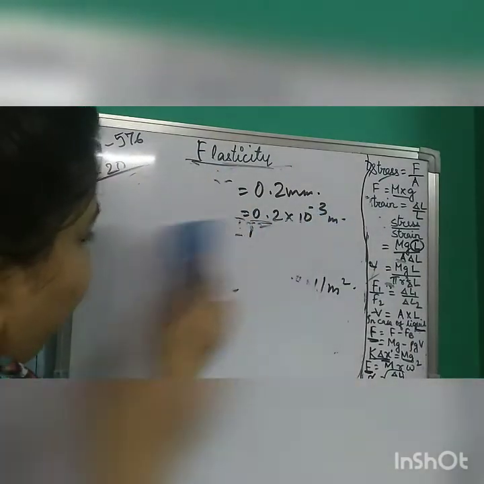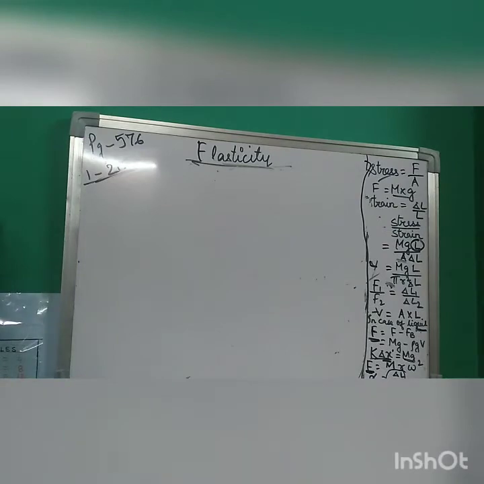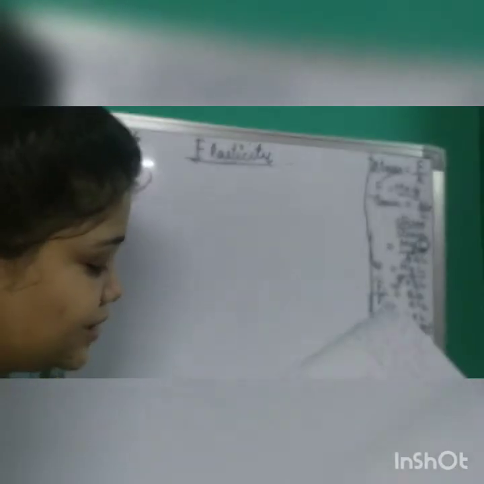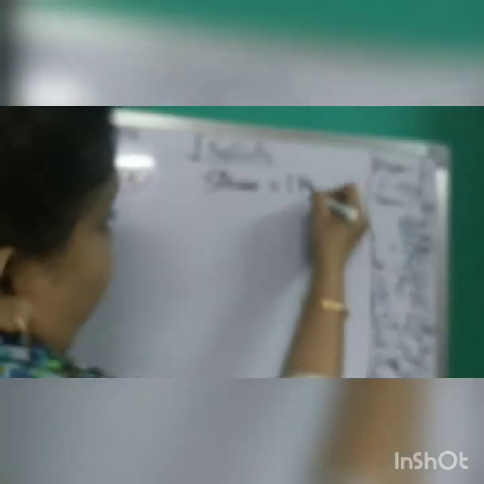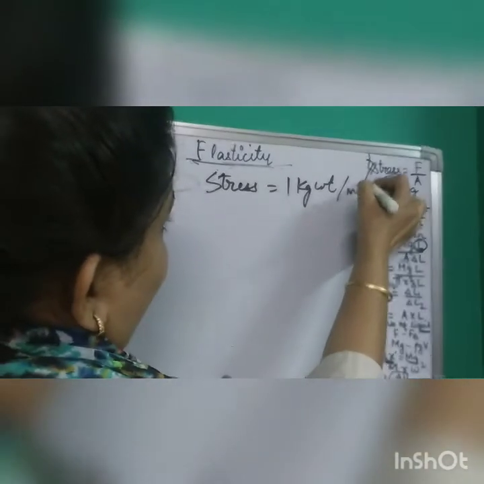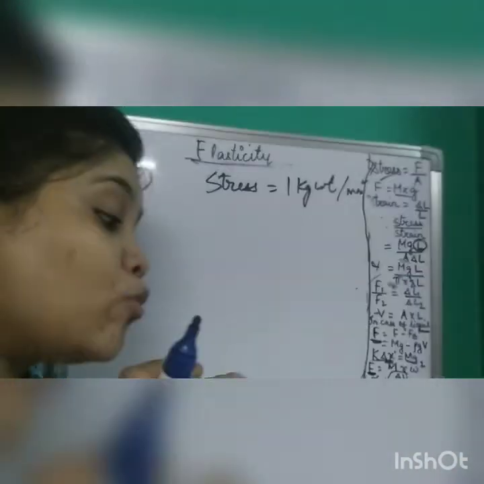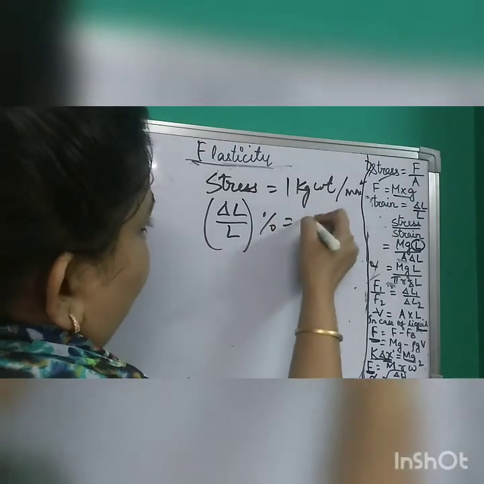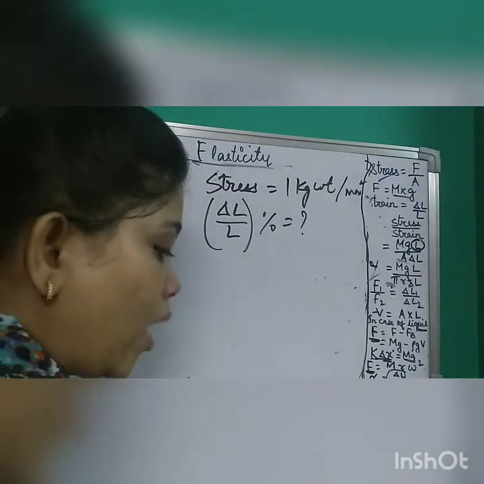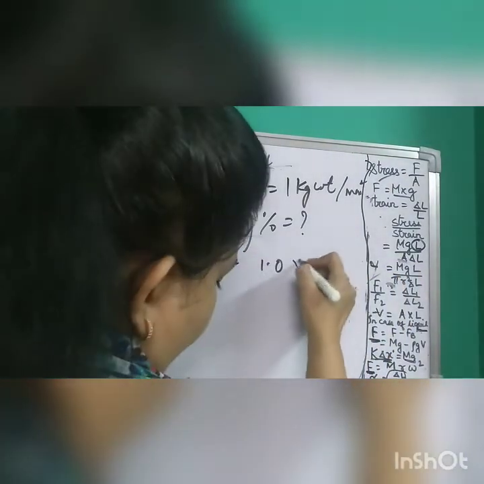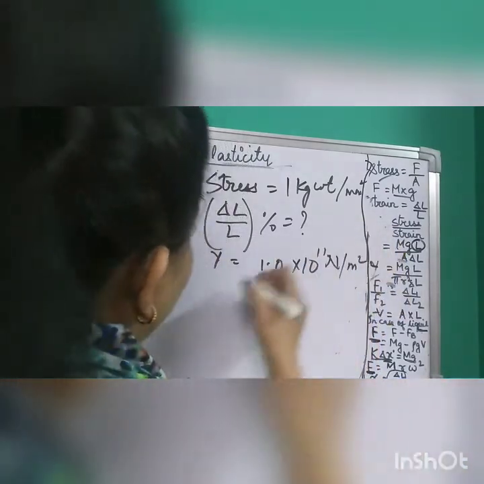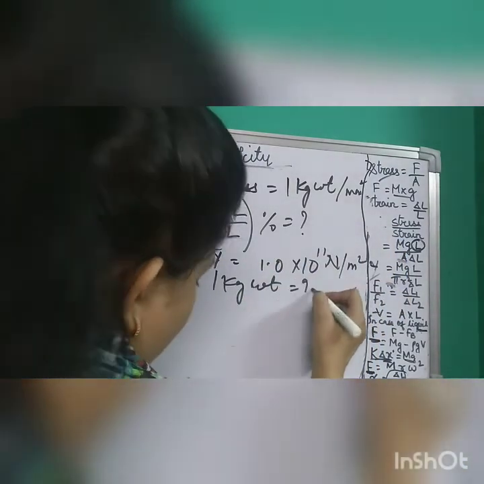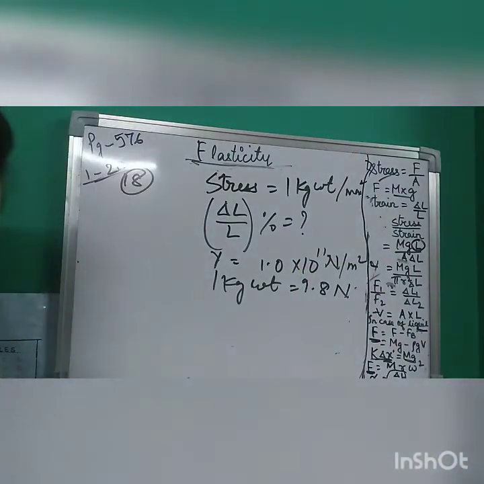Now, let us do sum number 18, 19, 20, then finish off. So what is sum number 18 telling us? If a stress of 1 kg weight per millimeter square is applied on a wire, then what will be the percentage increase in the length of the wire? That means you have to find out delta L by L percentage. Y is given as 1 into 10 to the power 11 Newton per meter square, and 1 kg weight is equal to 9.8 Newton.